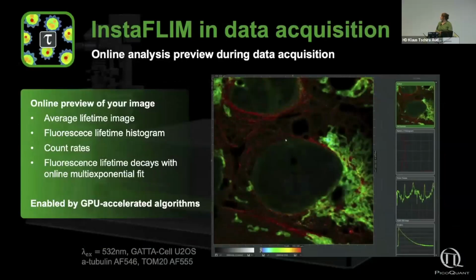Okay, InstaFLIM during data acquisition, what I just mentioned. During the measurement, as you can see here, you not only get the average lifetime image, of course, but you can also get a fluorescence lifetime histogram directly during the measurement. You have a time trace of the intensity and the TCSPC decay. So you can directly see if this is the right position, if your settings are right, and if it's worth continuing with acquiring the data.